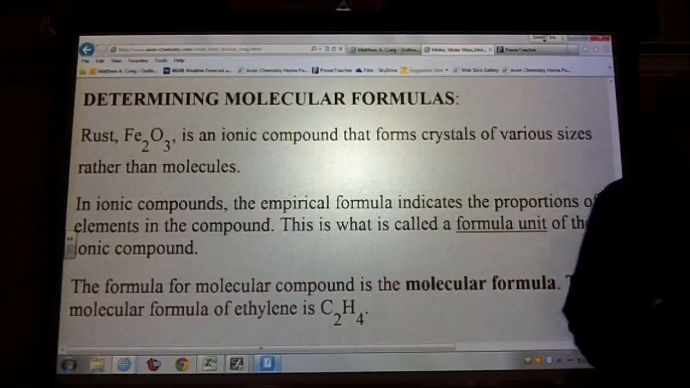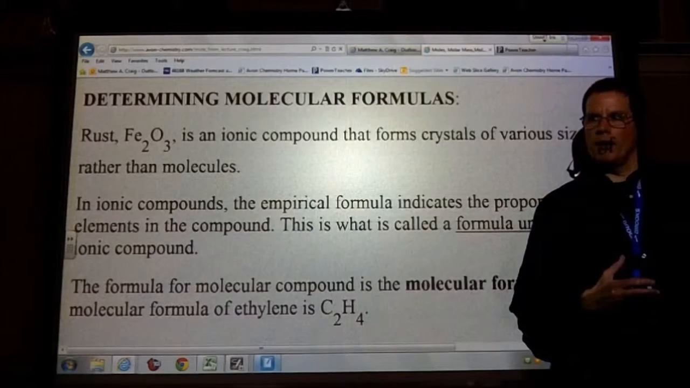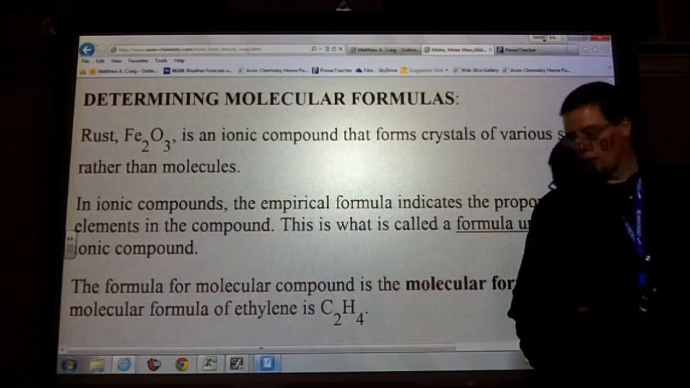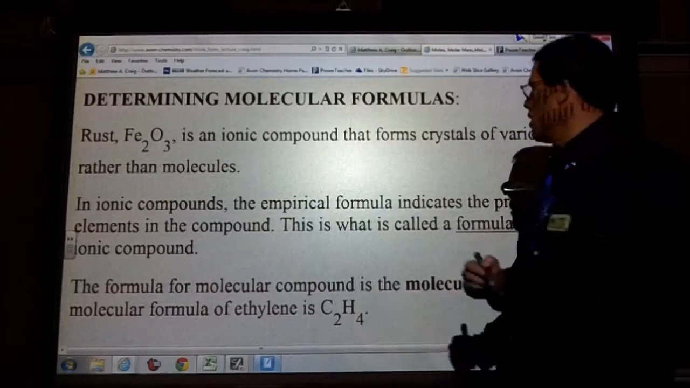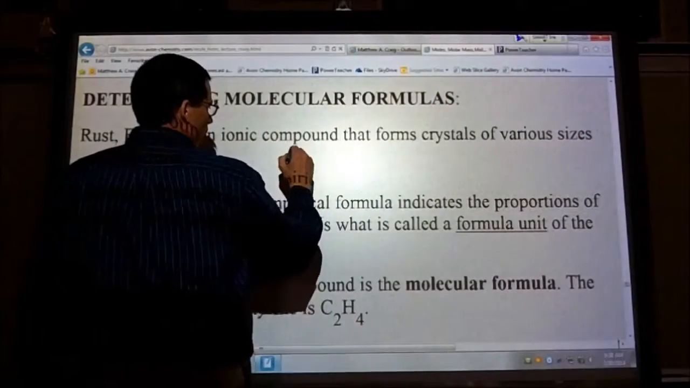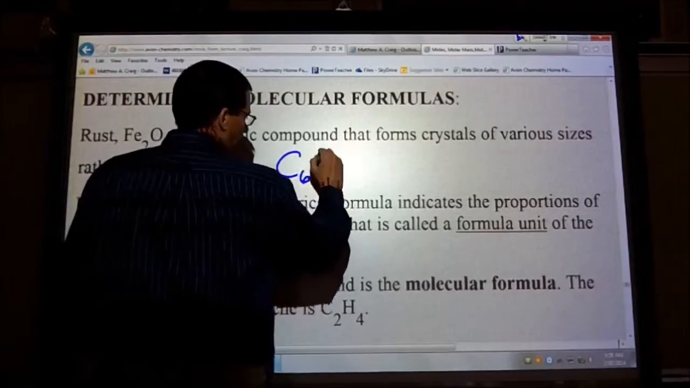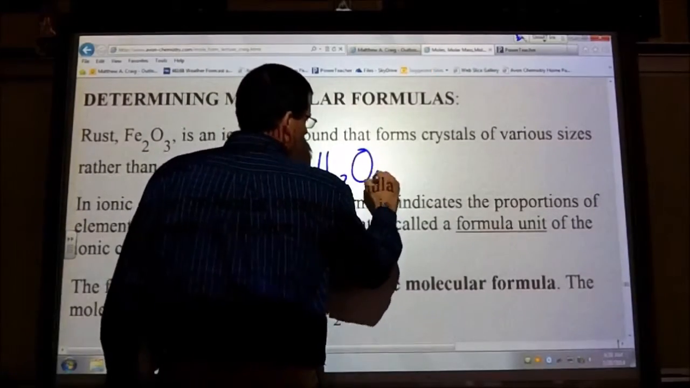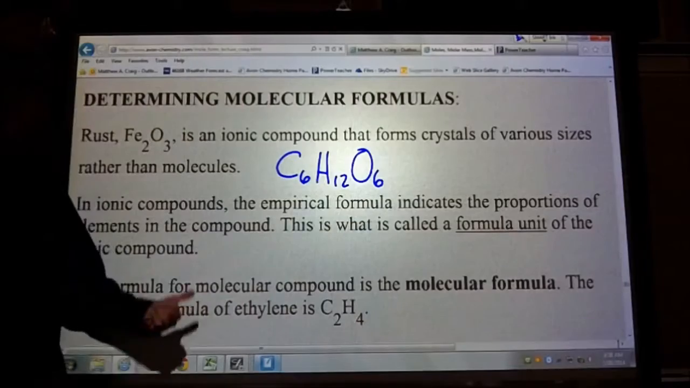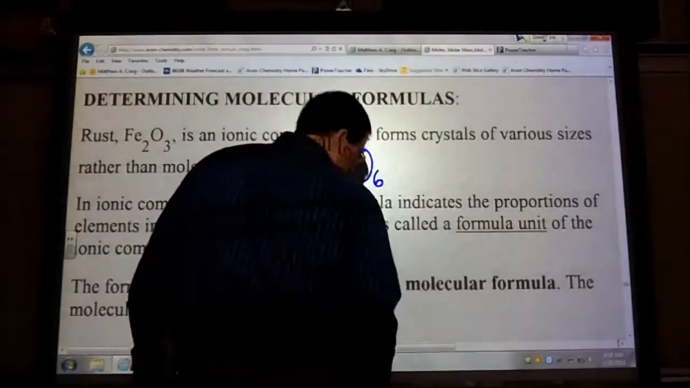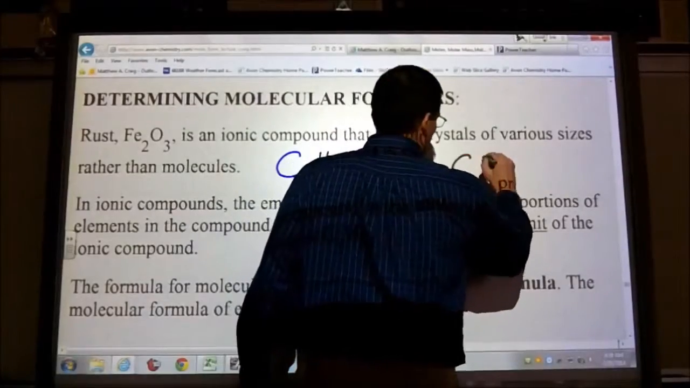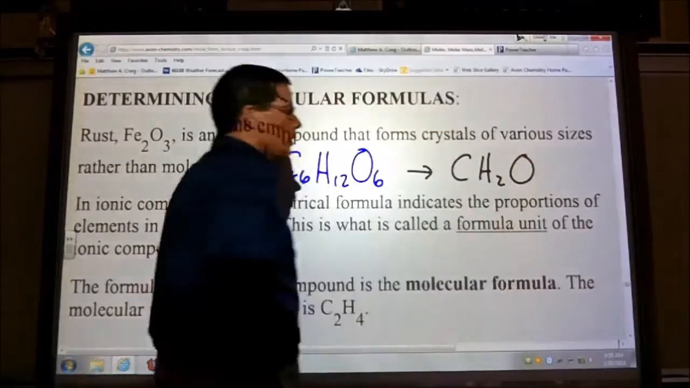Molecular formulas, a little bit different, but kind of the same to what we did the last time when we met. Last time, we dealt with empirical formulas. Say I had a compound, C6H12O6. Is that the empirical formula for glucose? No, because it can be simplified down.